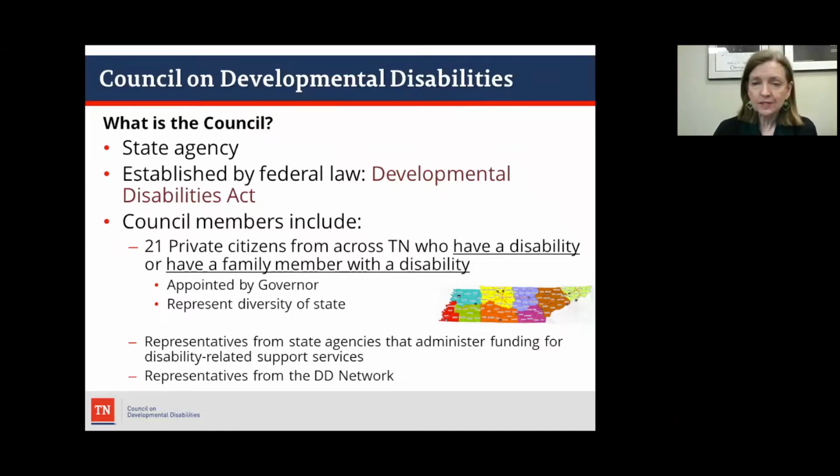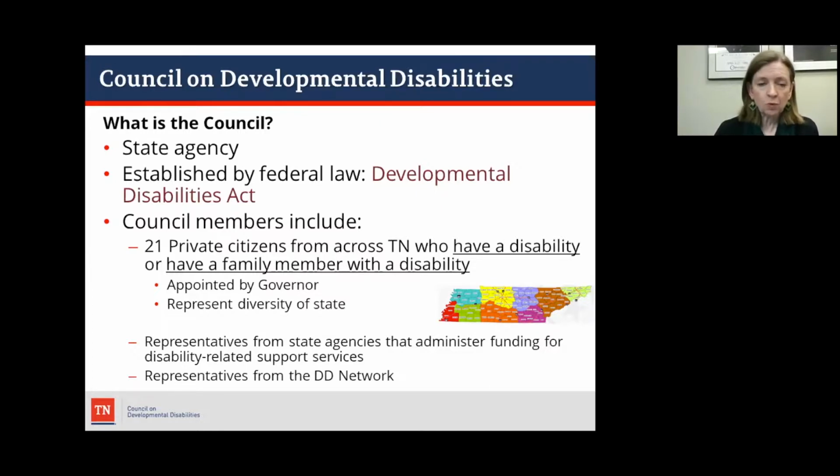Also in Tennessee, we were established by executive order, and we're very happy that a couple of years ago our governor made us a freestanding agency, which helped immensely with our visibility in the state. Our council members include private citizens from across Tennessee who either have a disability or are a family member of a person with a disability. And so this gives us just a wonderful connection to people in the state who have disabilities and what their issues are, particularly with government programs.